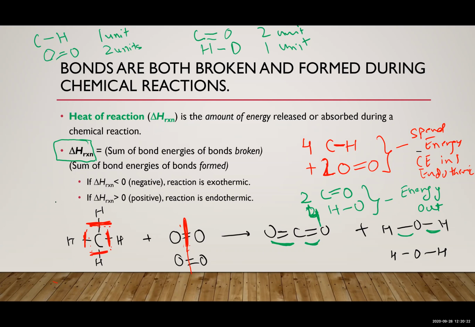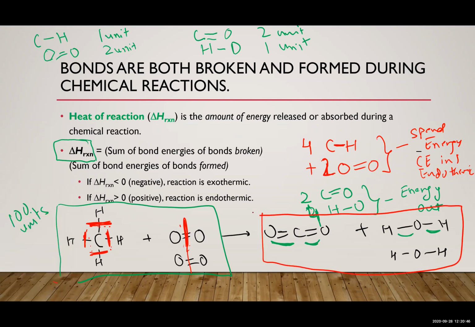So imagine in order to break all these bonds, you spend 100 units of energy. Let's ignore whatever I was writing, so ignore this section. I'm just gonna combine. Imagine that we spend 100 units of energy, and when these are formed, let's say I get 150 units of energy out. So what do you think? This reaction, will it be exothermic or endothermic? Exothermic.